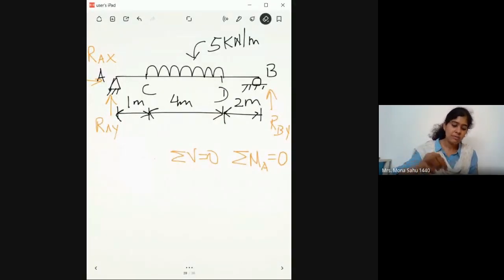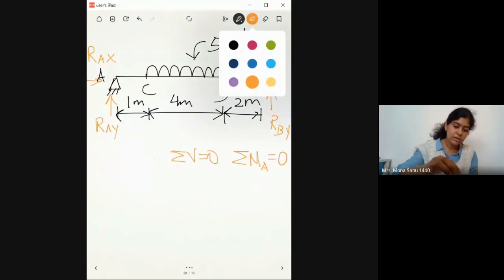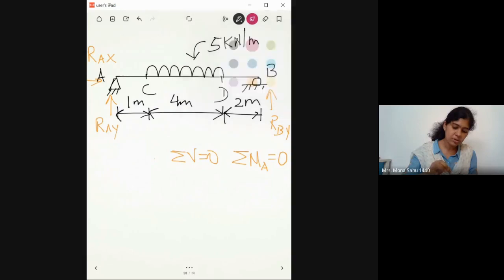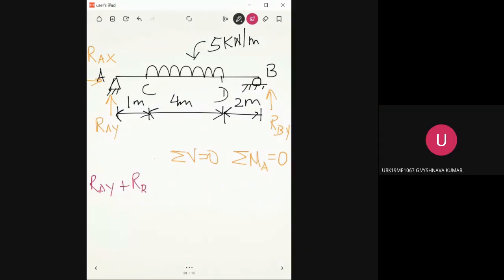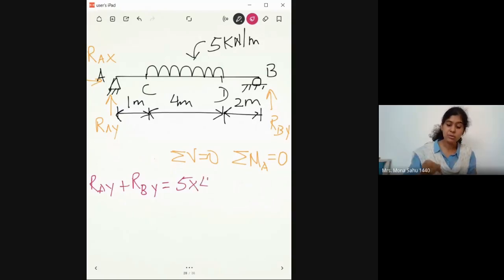So sigma V equals 0. How will you solve? What are the vertical forces we have? RAY plus RBY equals 5 into 5. 4. Very good. 5 into 4. Excellent. So this is one equation. You can write it as RAY plus RBY equals 20.